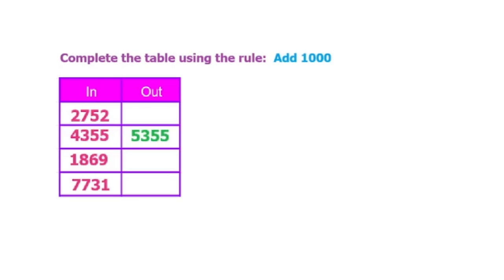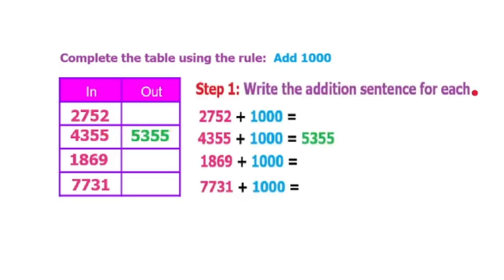In this video, we're going to complete an input-output table using an addition rule. So if we have a problem like this that says, complete the table using the rule, and the rule is add 1000. Okay, so there's one that's been done for us here. So 4355 is the in, and the out is 5355 after 1000's been added.